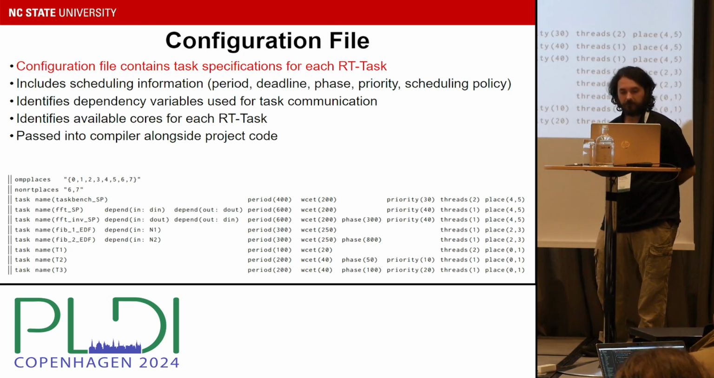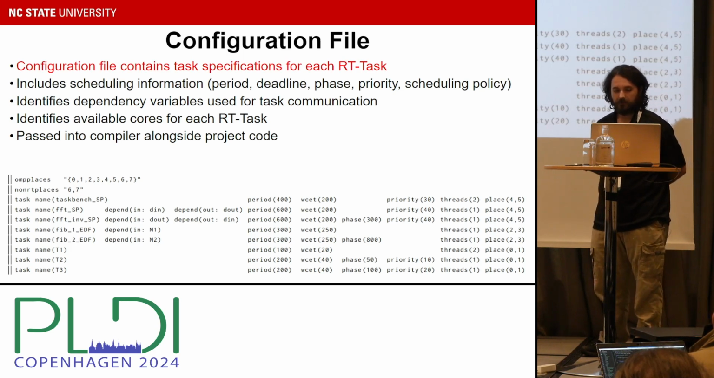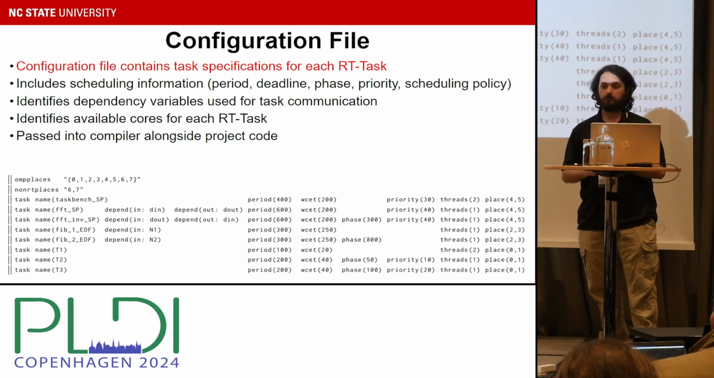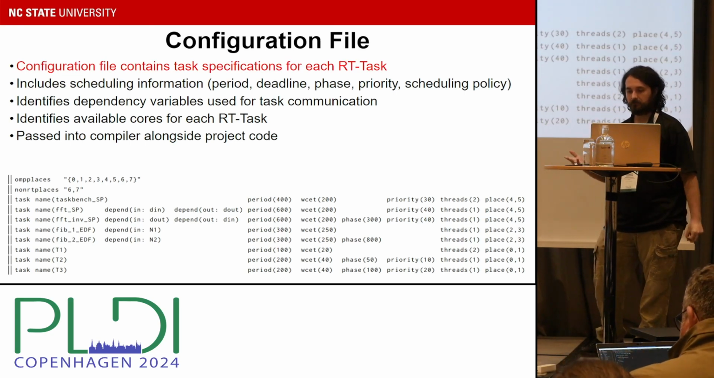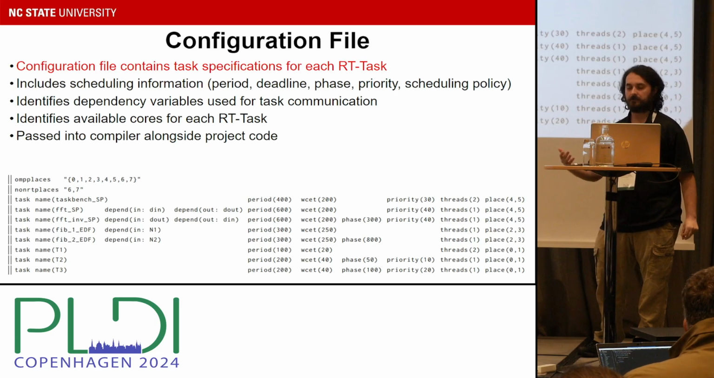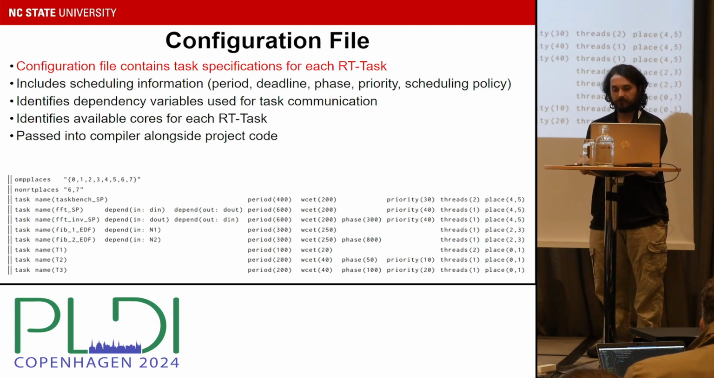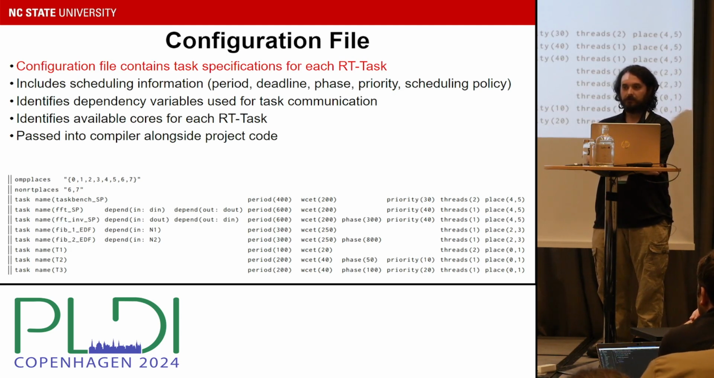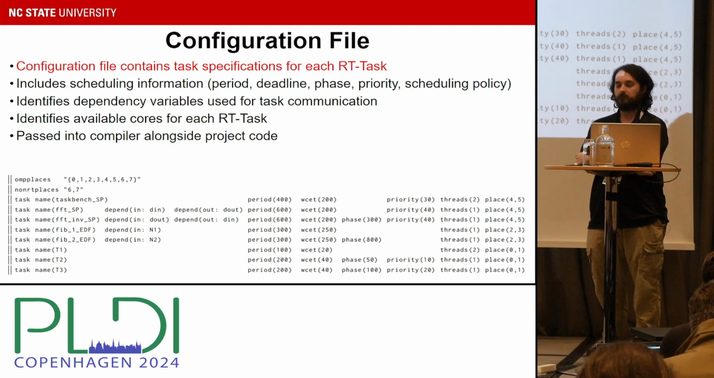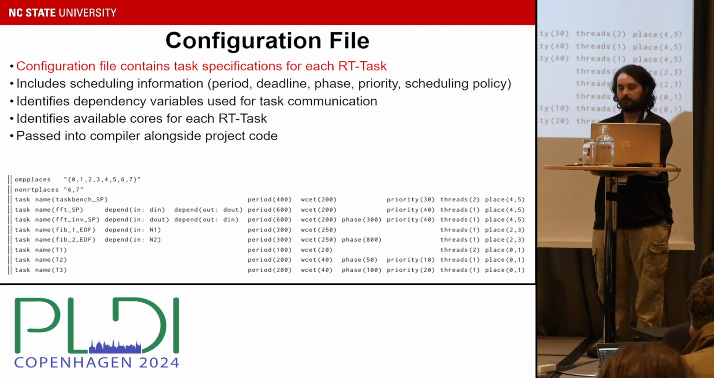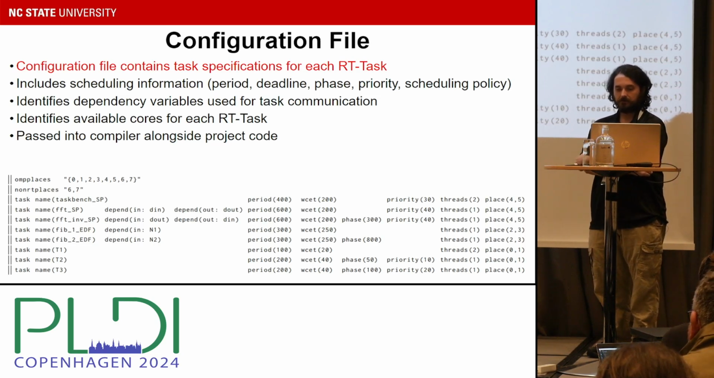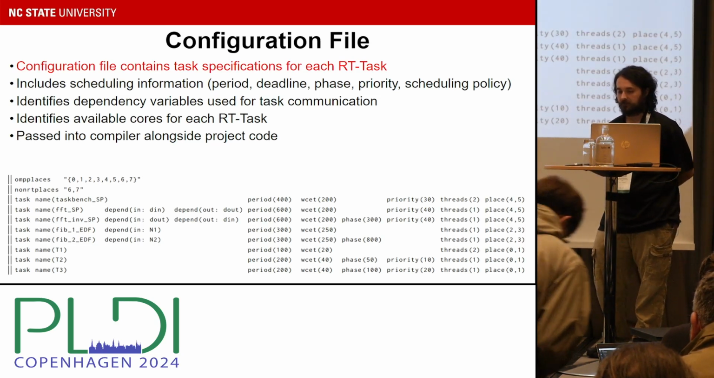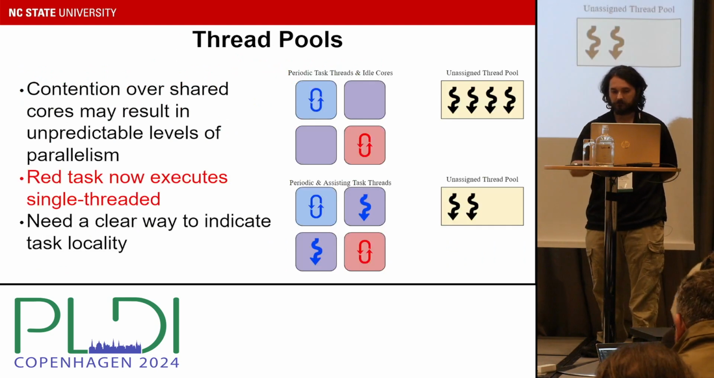as well as defining both the cores that are available to each given RT task, and thus the threads that it pulls from the pool, what cores they can be assigned to, as well as defining the shared variables for task synchronization, sharing data between RT tasks. And so the reason for specifying the cores is specifically to avoid the problem we see here.